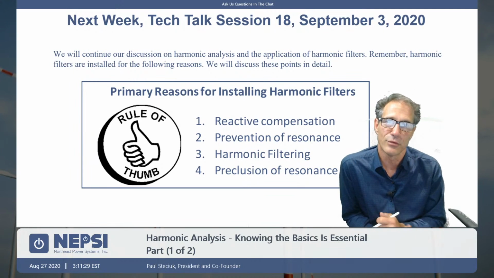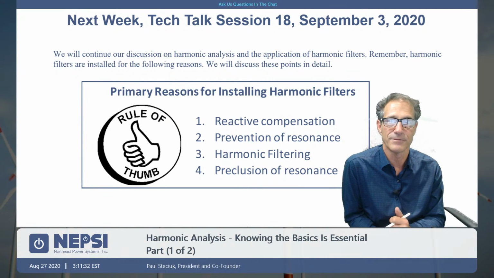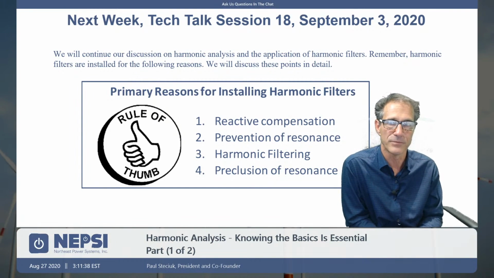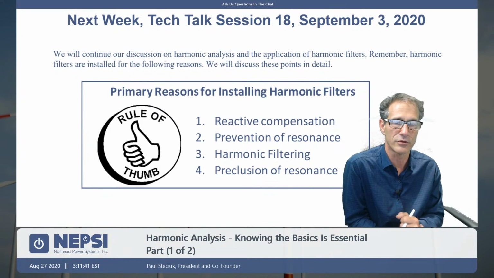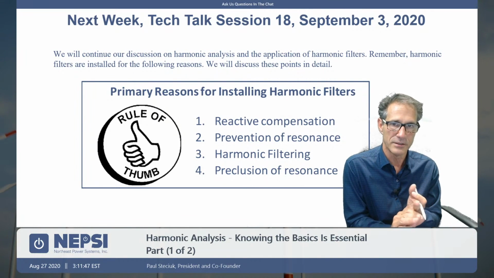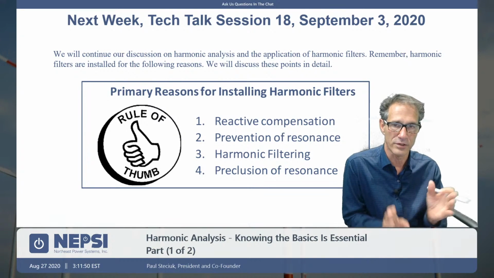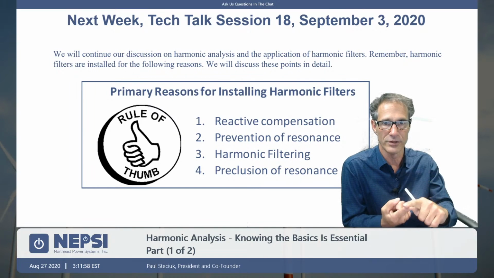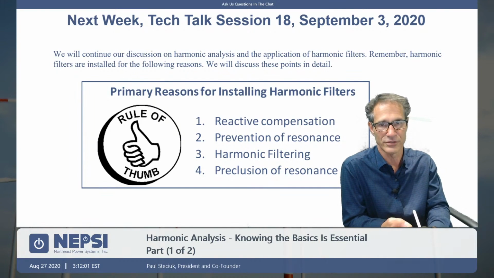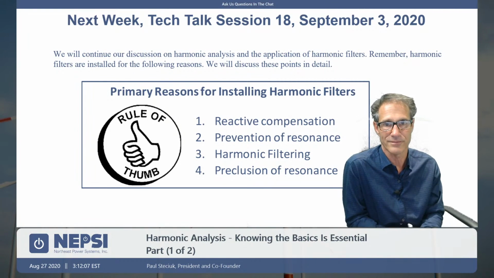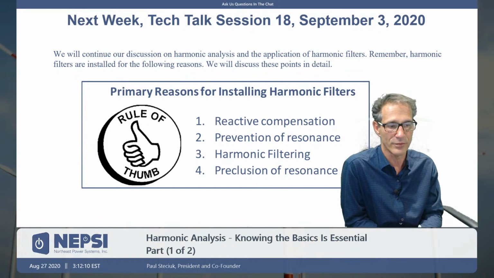So next week, we're going to continue our discussion. We're going to talk about harmonic filters, how they impact the impedance curve, why you want to apply harmonic filters or detune cap banks. We'll bring up the three major types of filters, high pass, C-high pass, and notch filters, and really the differences between those filters. And remember, the primary reason for installing harmonic filters is not always harmonic filtering. Number one reason, reactive compensation. Number two, prevention of resonance. Number three is harmonic filtering. And then four, sometimes preclusion of resonance. Those are the four reasons why you install harmonic filters.